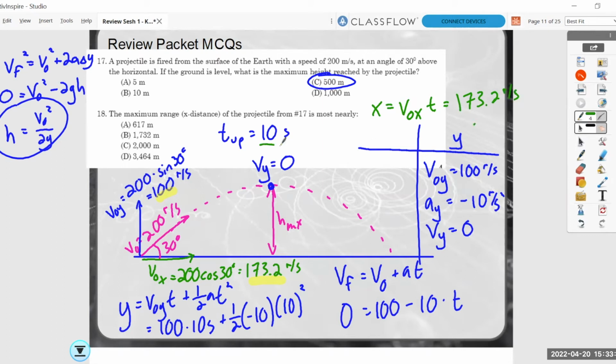If it takes 10 seconds to get up, how long does it take to get back down? 10 seconds. It's nice and symmetrical in this case. We land at the same height we started. If it takes 10 seconds to go up, it takes 10 seconds to go down. And as a result, we multiply this by 20 seconds. And we get a big number of meters. It goes nearly 3 kilometers, so 1.5 miles.